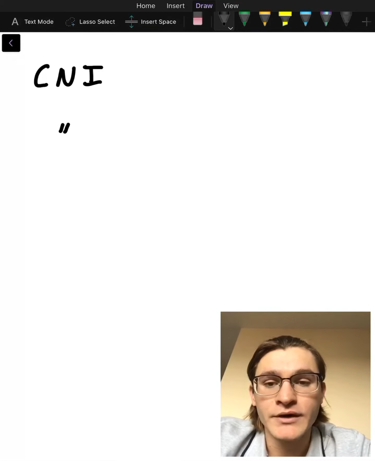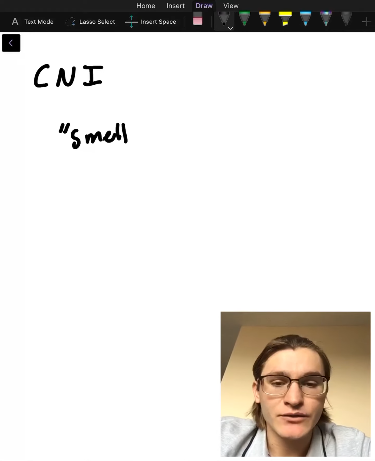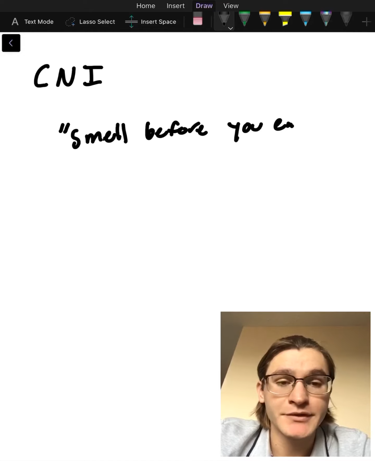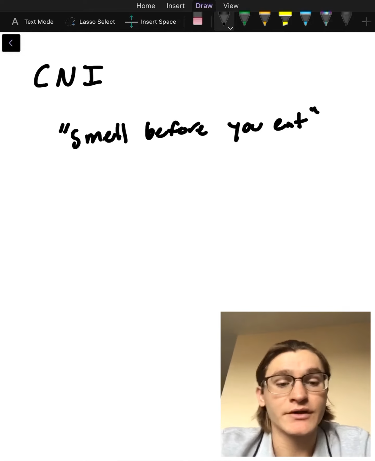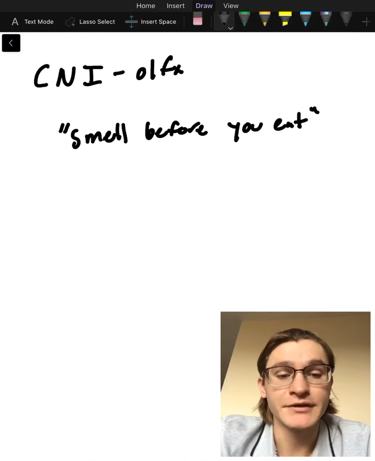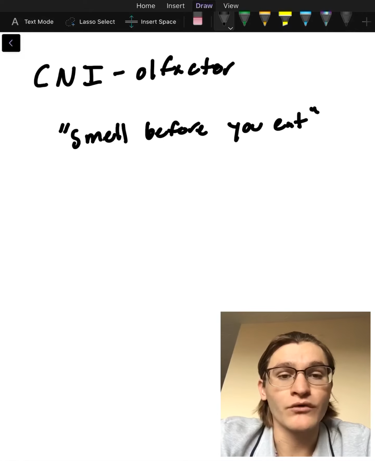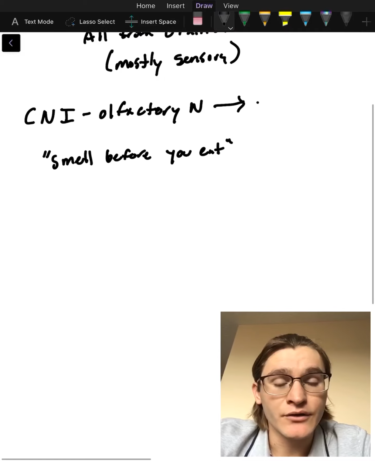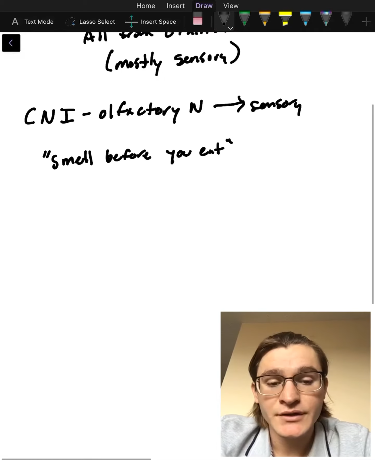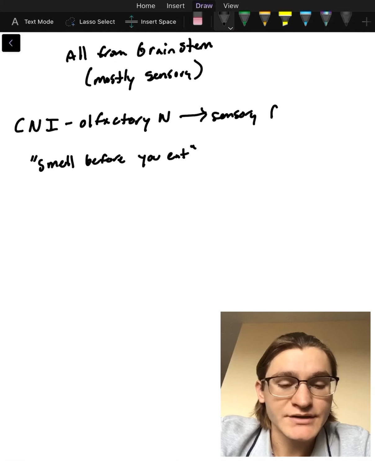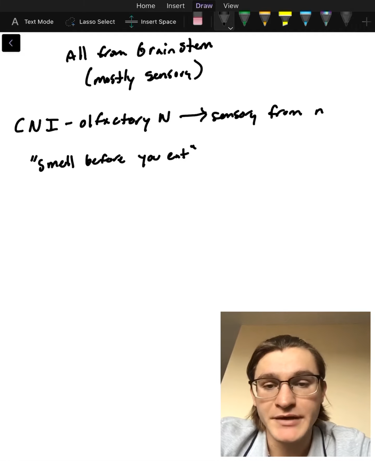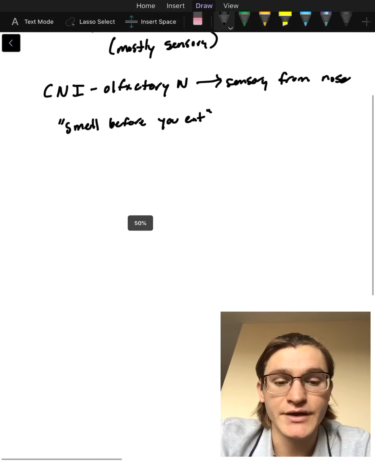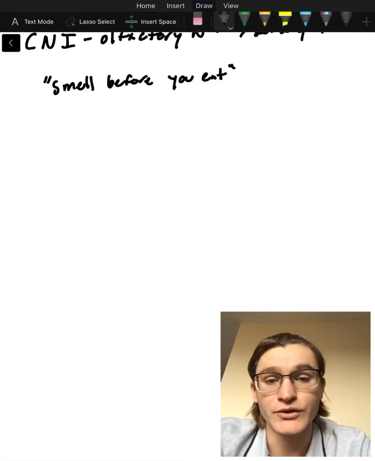And cranial nerve 1, I have a little saying. I kind of made a mistake when writing this out, but you smell first before you eat. So cranial nerve 1, because we're smelling first before you eat. And that's going to be your olfactory nerve. So olfactory is for nose. So that'll be our sensory nerve from the nose, which makes sense because we smell first before we eat. So think of it as you're in a kitchen, you smell it first before you eat it.